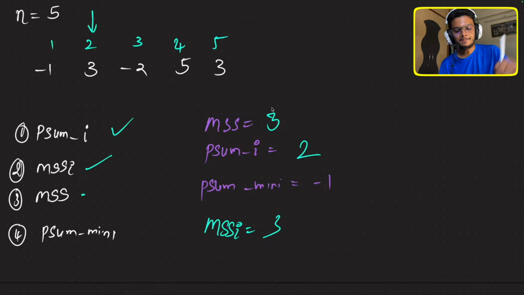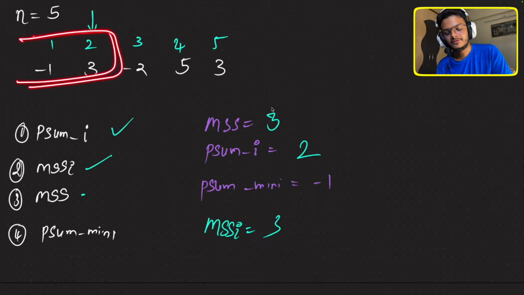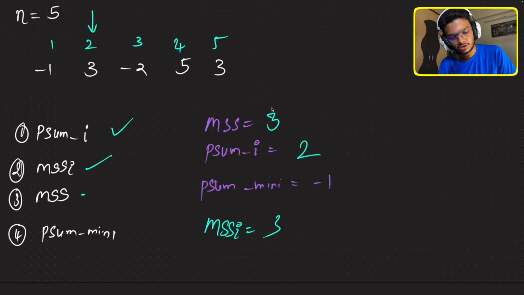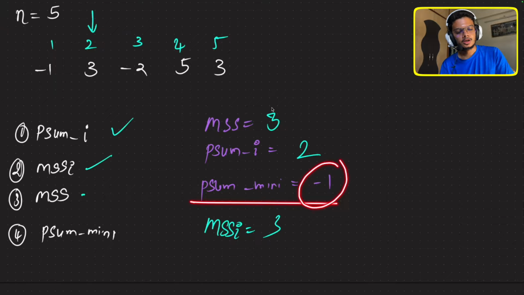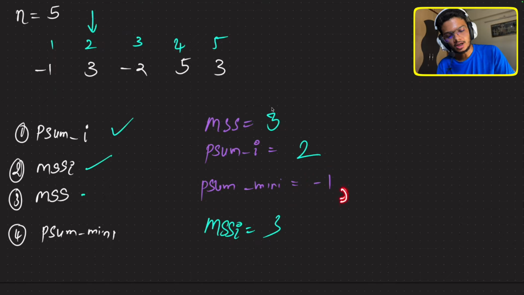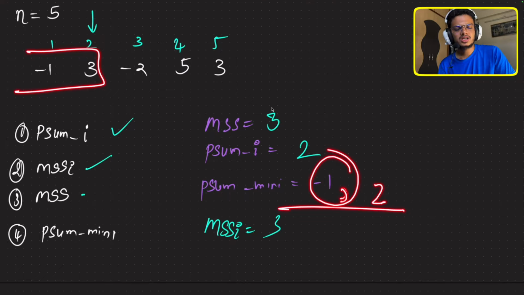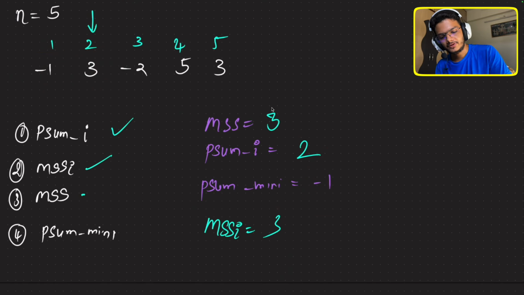The last step, update the prefix sum mini. Now you want to update the minimum prefix sum till this portion. What is the original value of prefix sum mini? It is -1. So it will be the minimum of -1 and the prefix sum till this point, which is actually 2. Of course you will keep -1, right? So you'll not update it. Fine, let's move ahead. So this is done.